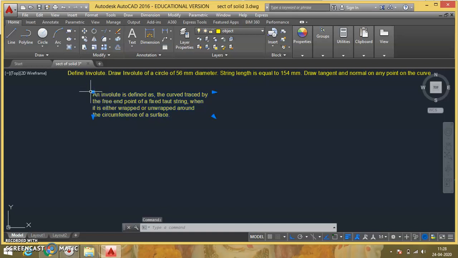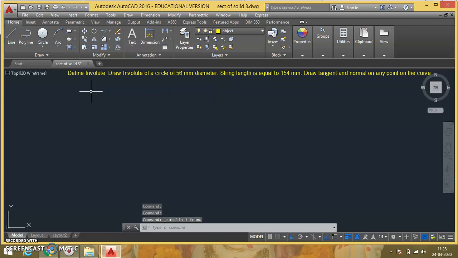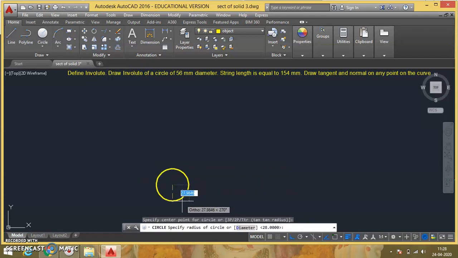So now here they say draw an involute of a circle of 56 mm diameter. So a circle of diameter 56 you have to consider, and the string length is given as 154 mm. What I'll do first is take the circle command and draw a circle with 56 mm diameter, that is 28 mm radius. So I get this circle.